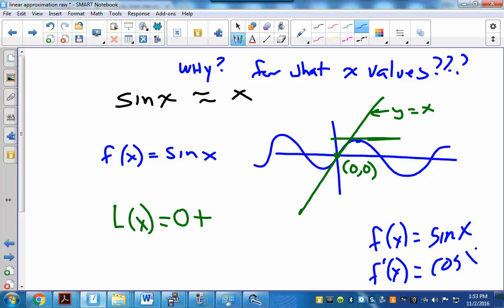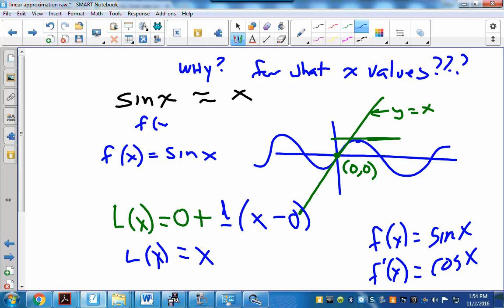Cosine of x. And I can't just write cosine of x. I need to put in a number, because the point is 0, and the cosine of 0 is 1. Okay, so that's 1 times x minus 0, the x coordinate. So sure enough, our line is simply x. The sine of x, this function, is about the same as the line.